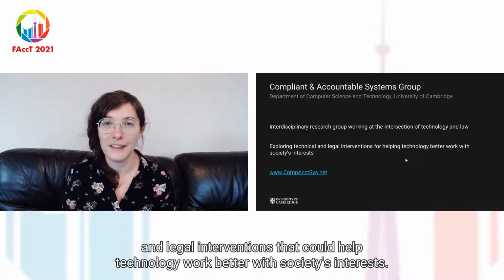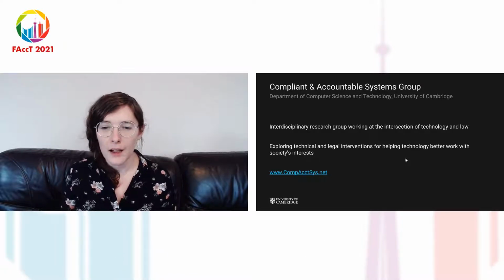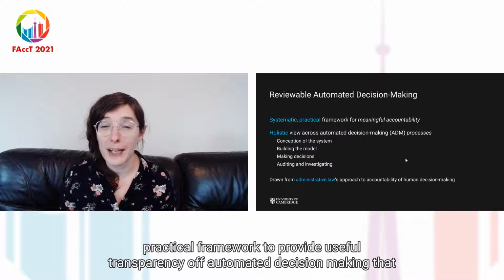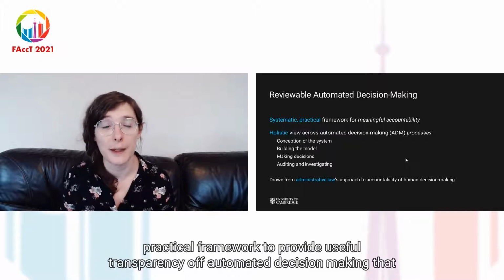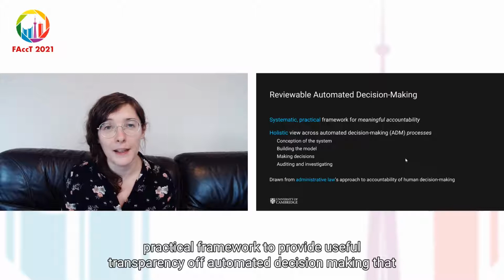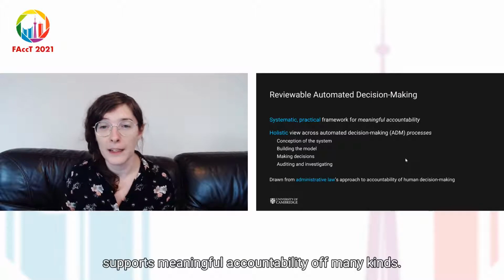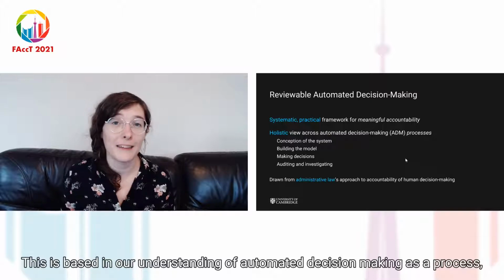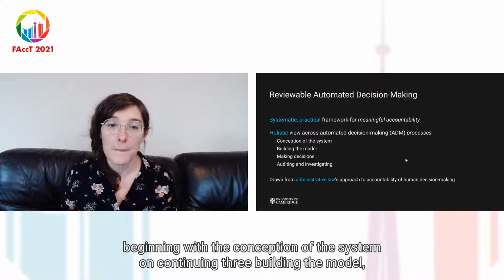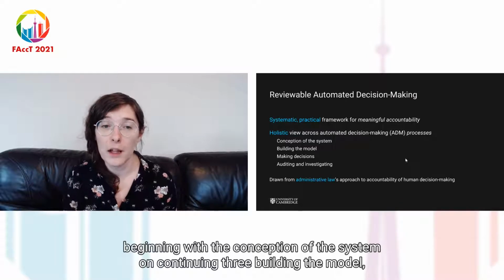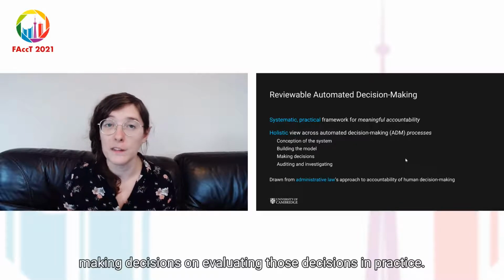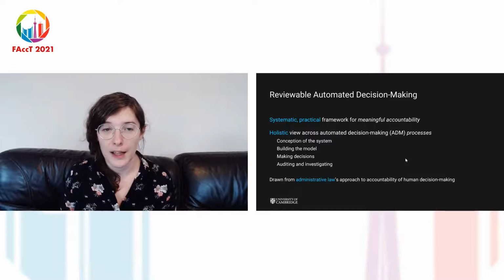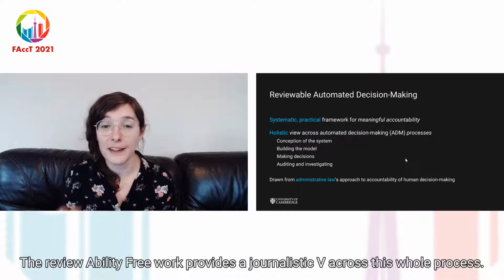better with society's interests. Our paper proposes a systematic, practical framework to provide useful transparency of automated decision-making that supports meaningful accountability of many kinds. This is based on our understanding of automated decision-making as a process, beginning with the conception of the system and continuing through building the model, making decisions, and evaluating those decisions in practice. The Reviewability Framework provides a holistic view across this whole process.